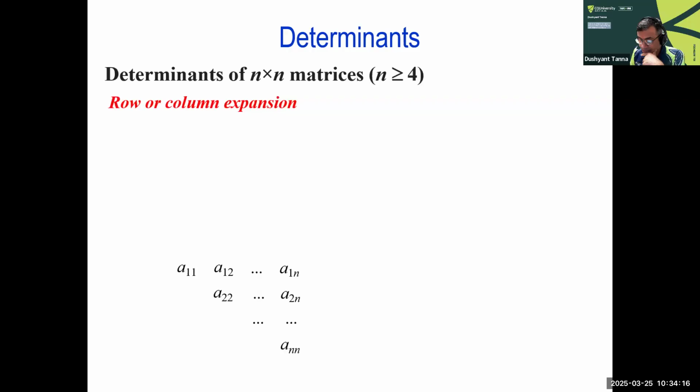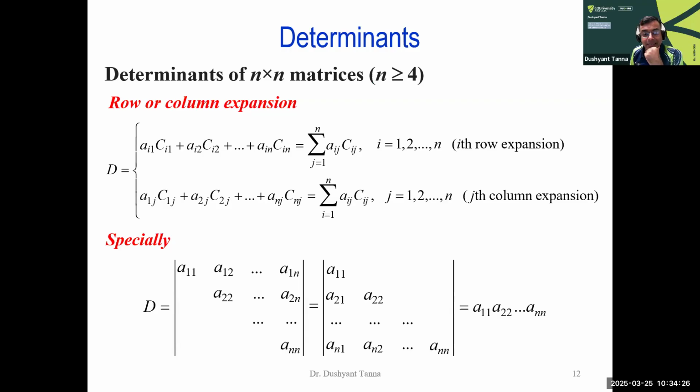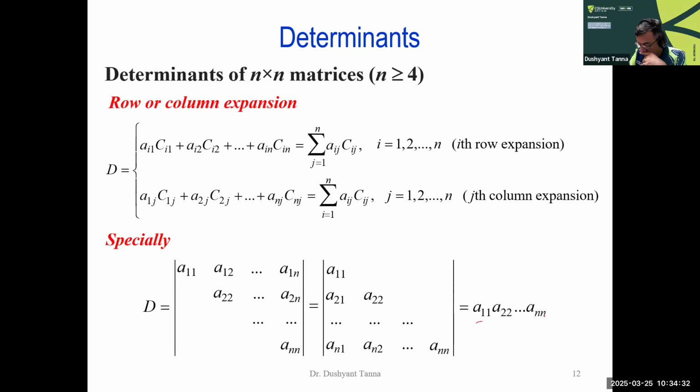Then we have a special type, where we are talking about either the upper triangular or the lower triangular. In that instance, again, the determinant is the multiplication of the diagonal elements. And that's very easy to prove.